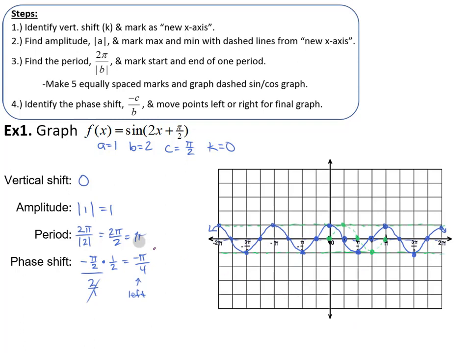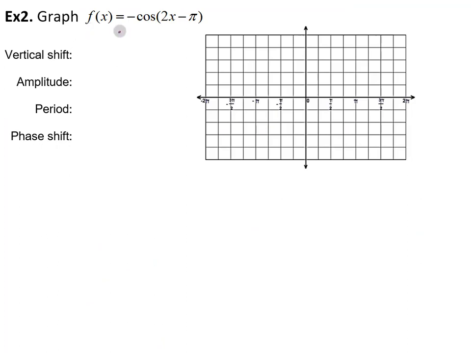Pi over 4 units. So to the left, pi over 4, which happened to be 1 box on our current scale. All right, here's example 2.